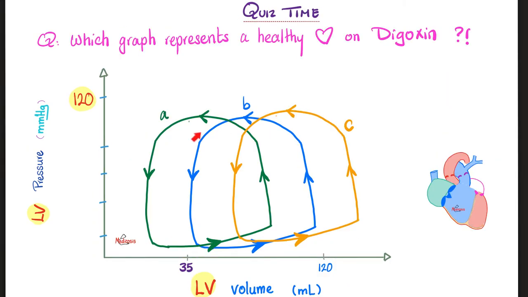Quiz time. You have 3 graphs here. Which one represents a healthy heart receiving digoxin medication? Please pause. Let's try to answer this together. Let me tell you something. You know what the slope of this graph is? You find yourself the point of origin, which is the 0 point here, and you go up, up, up, up until you intersect with this point right here. Now you have a straight line that you can calculate its slope.